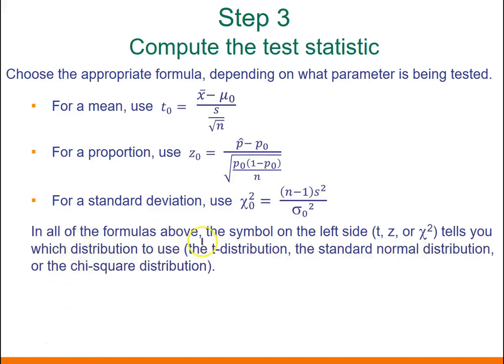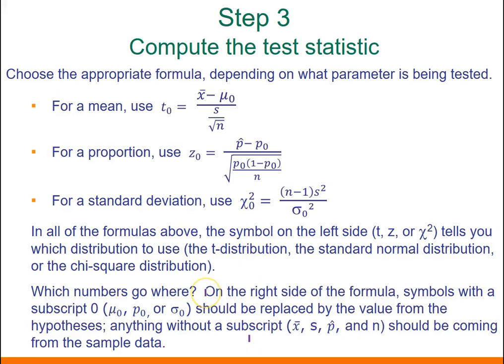So in all of these formulas, the symbol on the left side, so the t0 or the z0 or the chi-squared 0, is going to tell you which distribution to use later. So for the t, that means you'll use the t distribution. For z, that means you'll use the standard normal distribution. And for chi-squared, that means you use the chi-square distribution. And that will be important when we get to the next step, step 4.